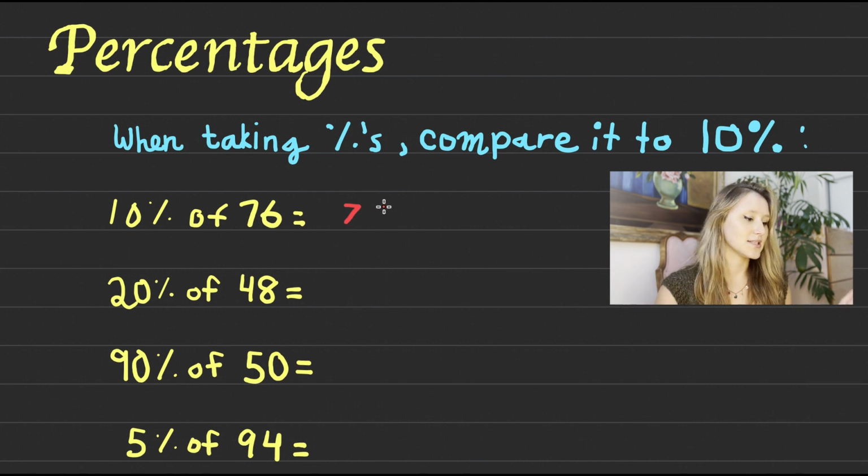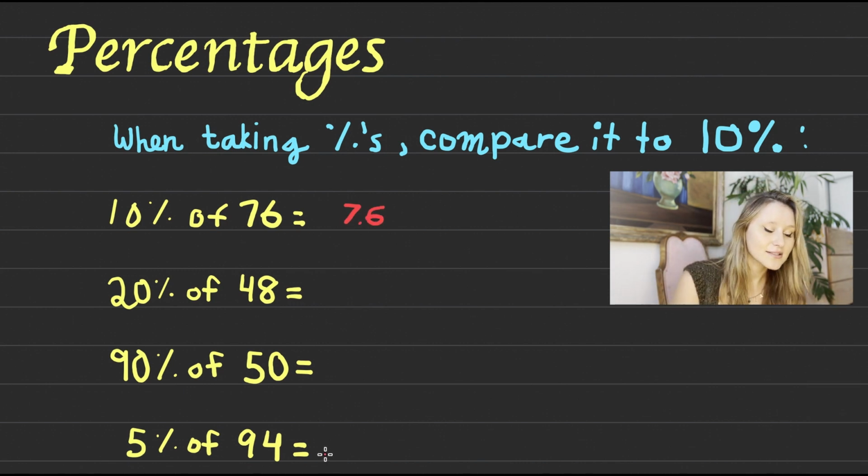Let's talk about fractions and ratios. Percentages here. When you are taking percentages, I like to compare them to the 10% because 10% of anything is easy. You just move the decimal to the left once. Easy. So 10% of 76 is 7.6.